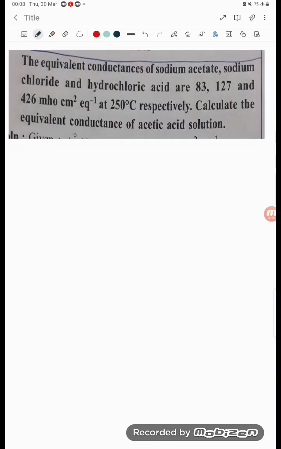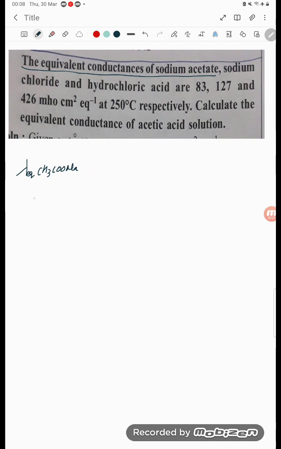Hello students, let's try to understand one more problem. What is the problem here? If you see, the equivalent conductance of sodium acetate. Sodium acetate means what? CH3COONa. It is the equivalent conductance they have given.